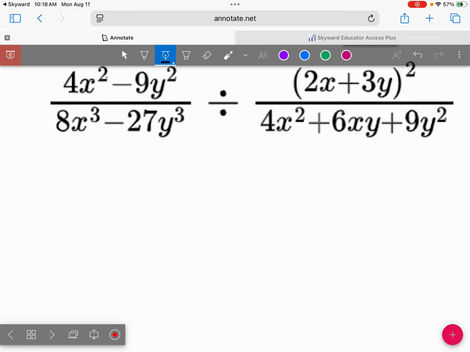So let's look at this and see what we can do. First things first, let's see if we can do on the left side to see how that's going to factor. What can we do with 4x squared minus 9y squared? It's a difference of squares. 4x squared is a perfect square. 9y squared is a perfect square. This is a difference of squares.